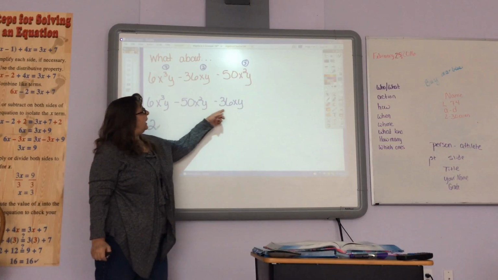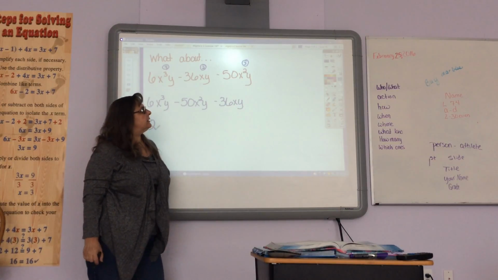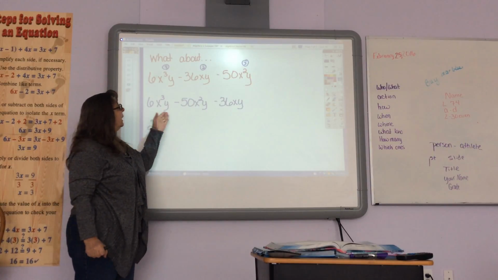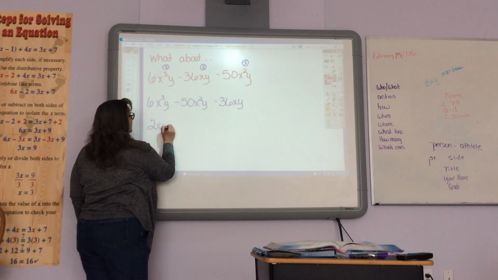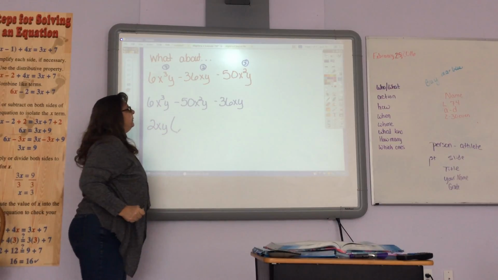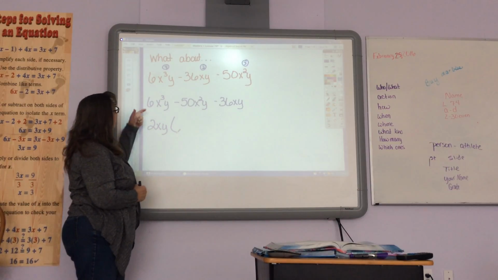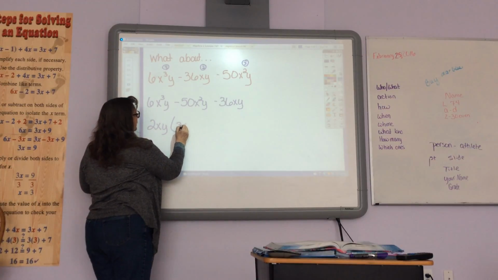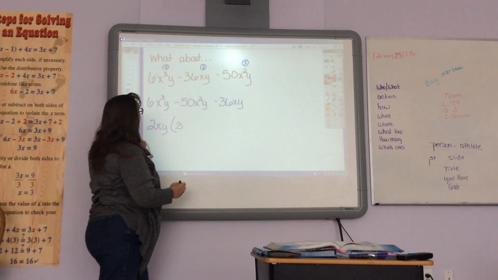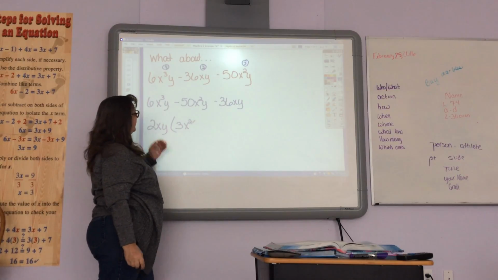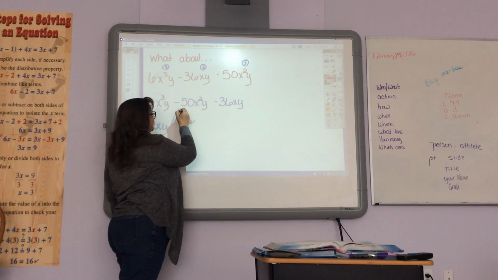They all have an x, but this one's only x to the first, so the most x I can take out is x to the first, and they all only have y to the first, so I can take that out. I begin my parentheses. I'm factoring out 2xy. 6 divided by 2 is 3. X cubed divided by x, 3 minus 1 is 2. Y divided by y becomes 1.